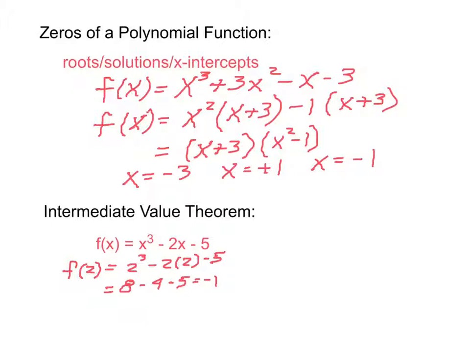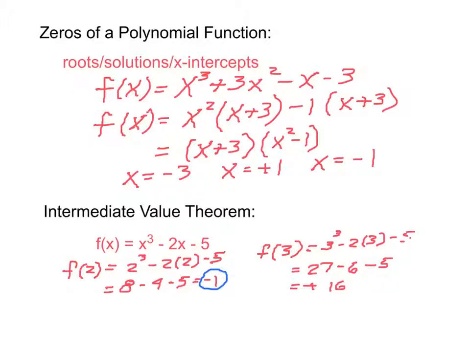All right? Now I'm going to do the same thing for x equals 3 and see what I get. So I want f of 3. So that's 3 cubed minus 2 times 3 minus 5. And that would be 3 cubed, 3 times 3 is 9, times 3 is 27, minus 6, minus 5, and that comes out to be positive 16. So since this first value was negative and this second value is positive, then we know that between 2 and 3 this function does indeed cross the x-axis.